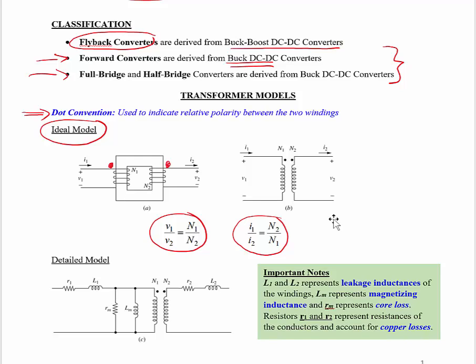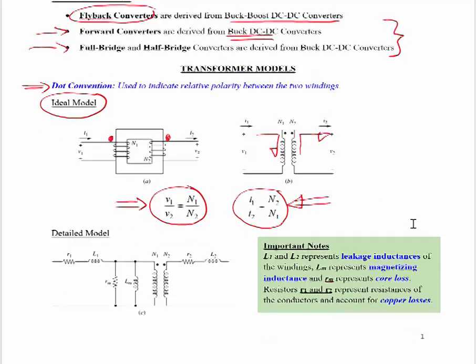So we expect that with an ideal model of a transformer, when current enters the dotted terminal of the primary side, we expect current to leave the dotted terminal of the secondary side, so that these relationships in terms of the voltage and the turns ratio, and these relationships in terms of the current, are going to hold. Let's take a very quick look at the detailed transformer model.